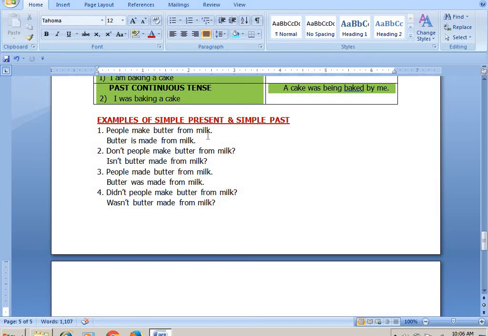Active into passive. Don't people make butter from milk? Isn't butter made from milk? People made butter from milk. Butter was made from milk. Didn't people make butter from milk? Wasn't butter made from milk?